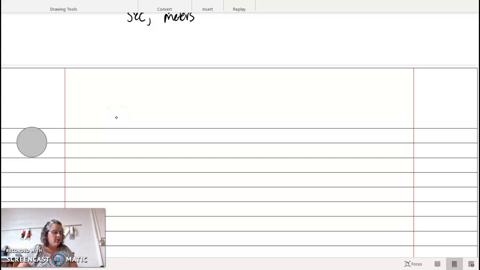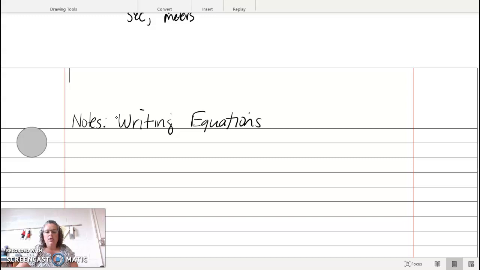Okay, in this video, we're going to start writing some linear equations based on tables and patterns that we're seeing. So I'm going to put notes, writing equations. Make sure you put today's date somewhere, and then whatever page number that you have.